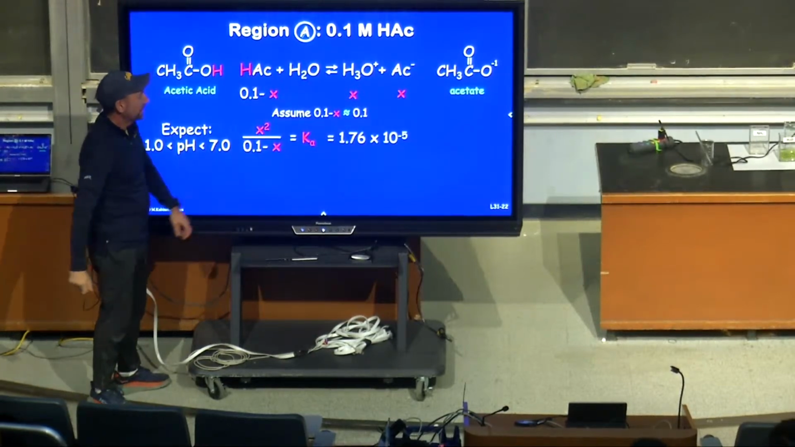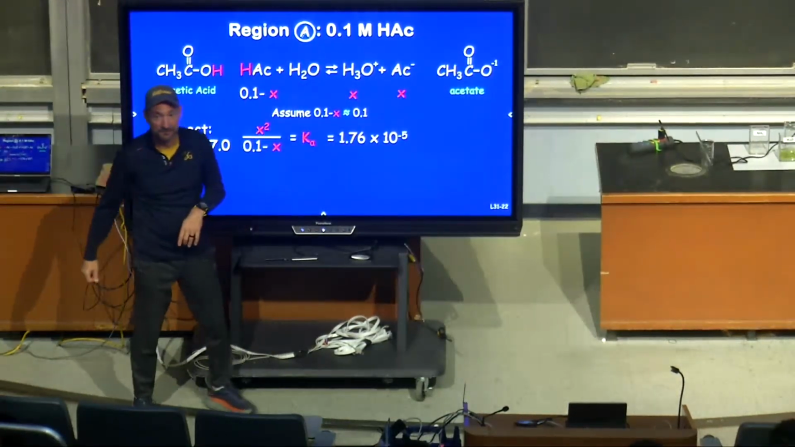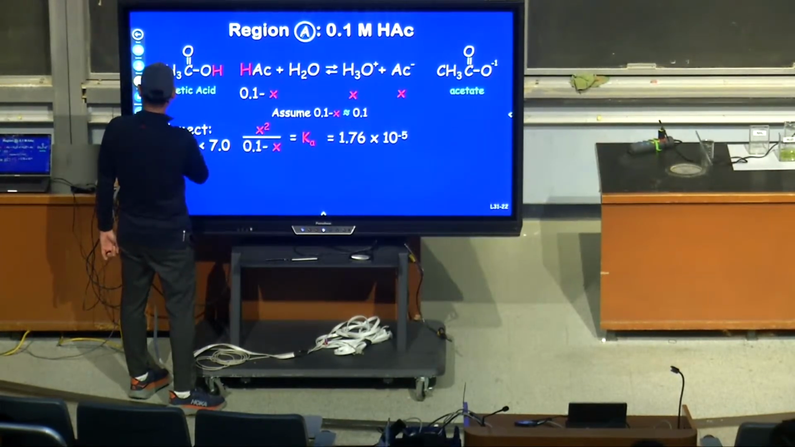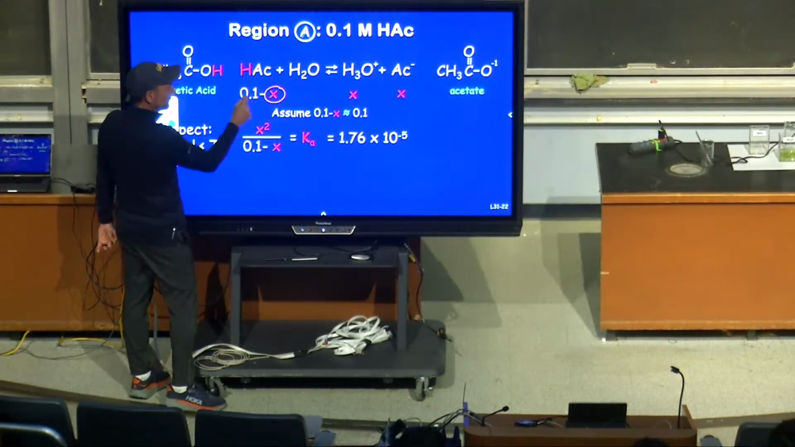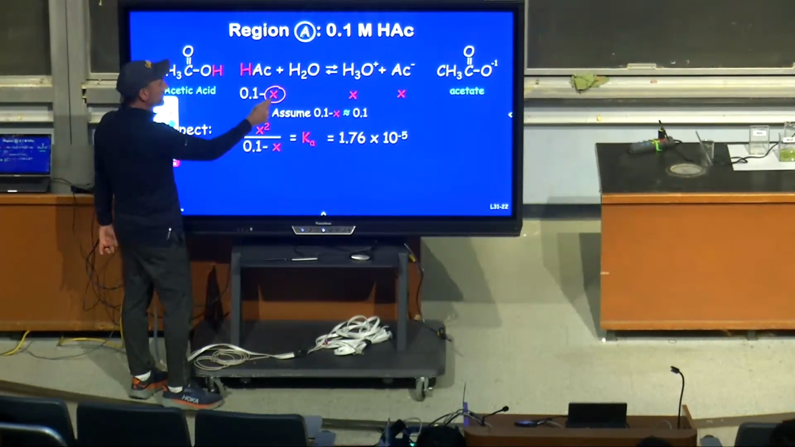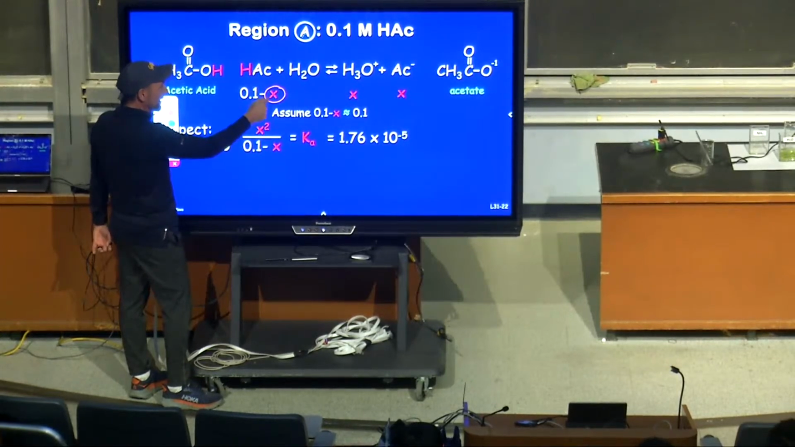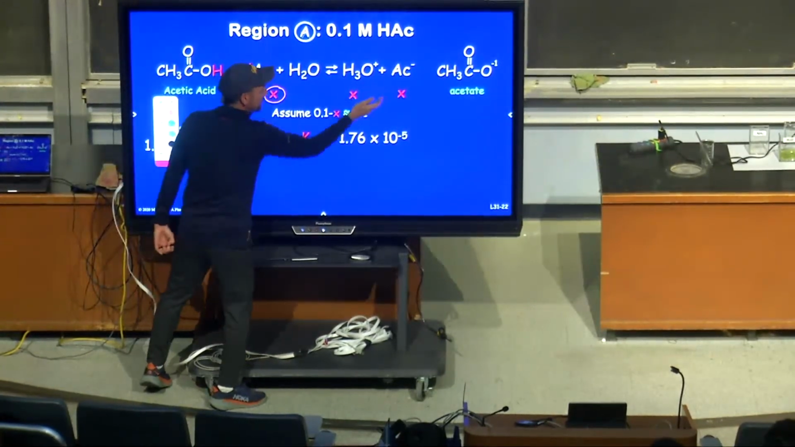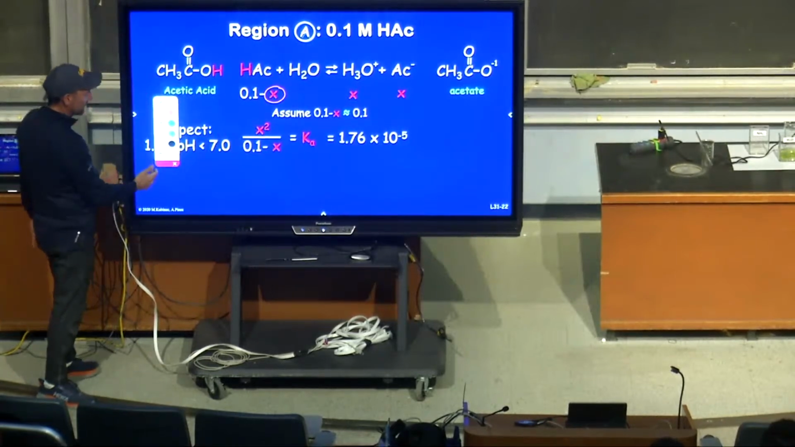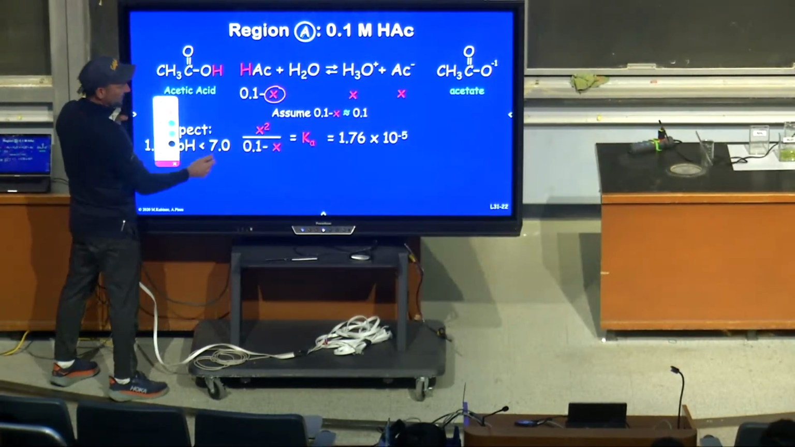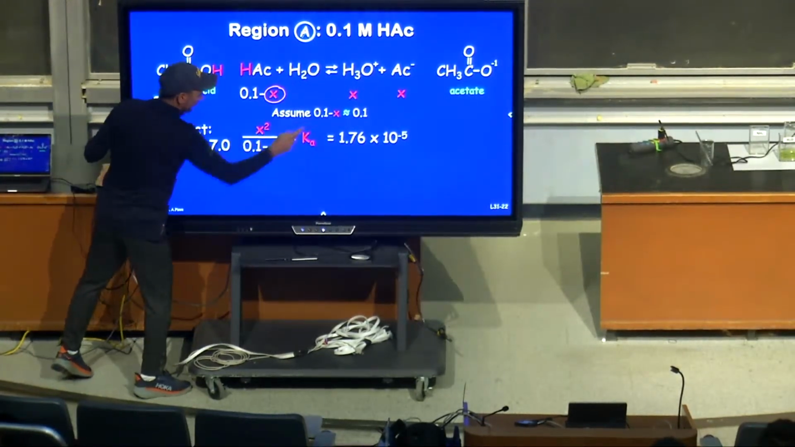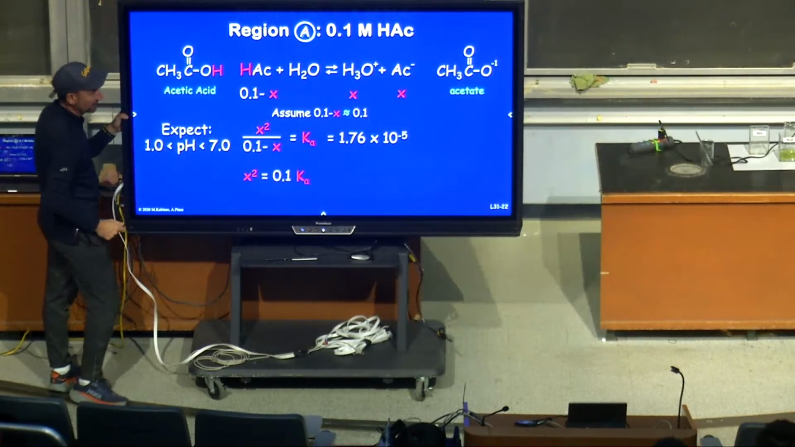But I know K is very small. That means, by definition, this X is very small. Not much of this dissociates. Let's approximate and say on this, compared to 0.1, it's small. So neglect it. You can't neglect it over here because it's a number and it's not relative to anything. So 0.1 minus X is about 0.1. And you do the calculation and you just solve for X.